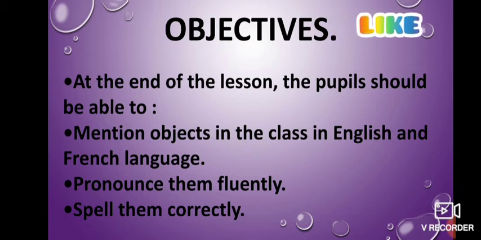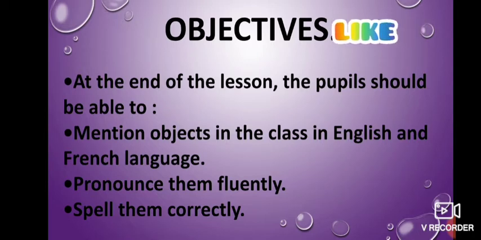Now, I want you to do something for me. I want you to imagine you are in your classroom. Primary one, Alamanda, Rose, or Daisy. Imagine you are seated down. Think of those objects you can see in your classroom. The chalkboard, the chairs, the tables, the pens, the pencils, the erasers, the school bags. Now, we want to know what these objects are called in French language.